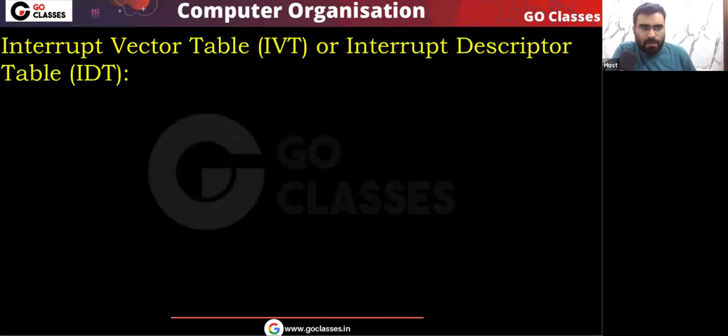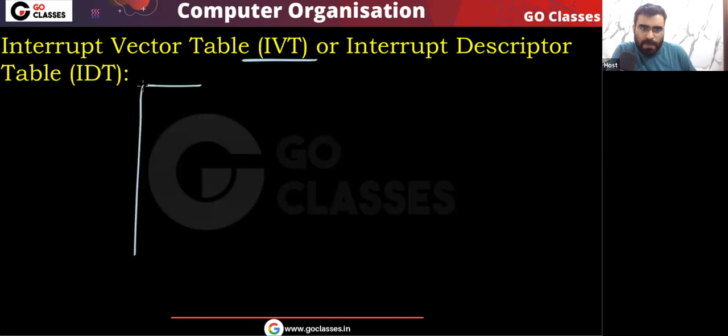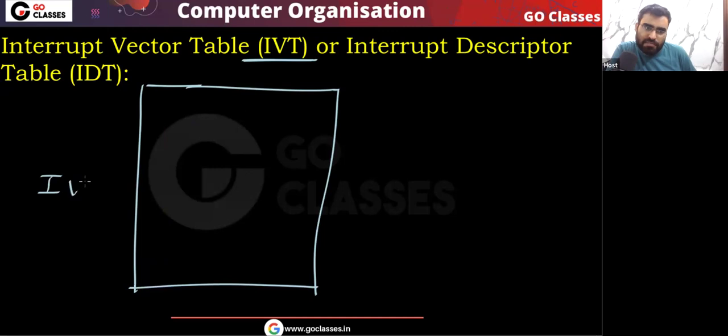Now let's see what will happen. Now we have seen the concept of the IVT, the interrupt vector table. So this is just a table. Let me explain this IVT. This is the IVT, the interrupt vector table. You can call it IVT, interrupt vector table, or you can call it IDT, interrupt descriptor table.